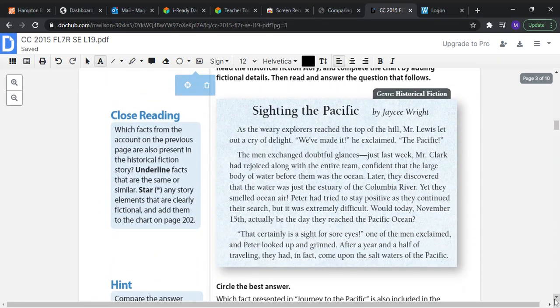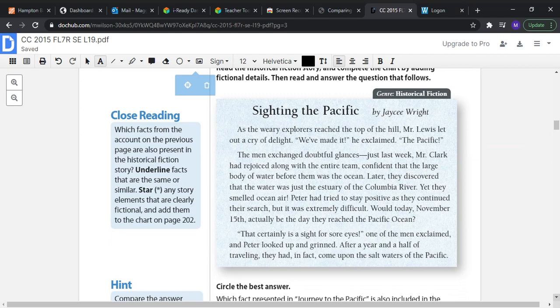Sighting the Pacific. As the weary explorers reached the top of the hill, Mr. Lewis let out a cry of delight. "We've made it," he exclaimed, "the Pacific!" The men exchanged doubtful glances. Just last week, Mr. Clark had rejoiced along with the entire team, confident that the large body of water before them was the ocean. Later they discovered that the water was just the estuary of the Columbia River.